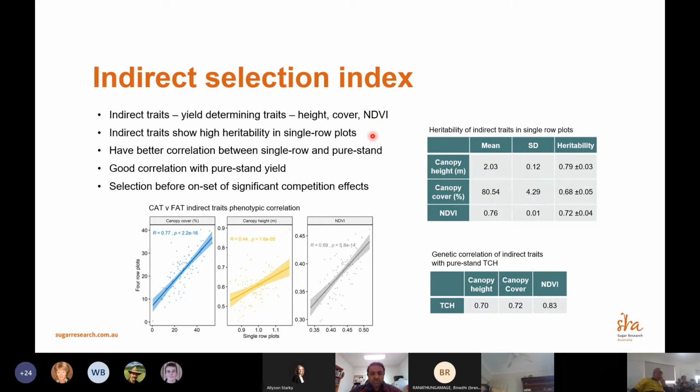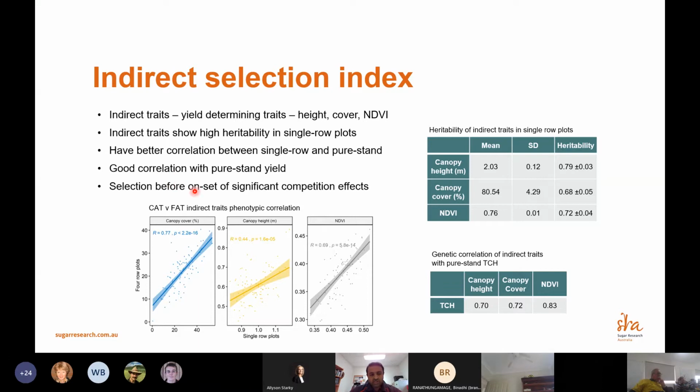The indirect traits could be quite advantageous because, firstly, they have high heritability in single row crops. For instance, in this trial, the heritability ranges from 0.68 to 0.79, in comparison to cane yield at 0.5. It's quite good. And they have a better correlation between single row and pure stand conditions, so they seem to be less affected by interplot competition effects. For canopy cover, the correlation coefficient is 0.77, in comparison to plot yield, which was around 0.5.